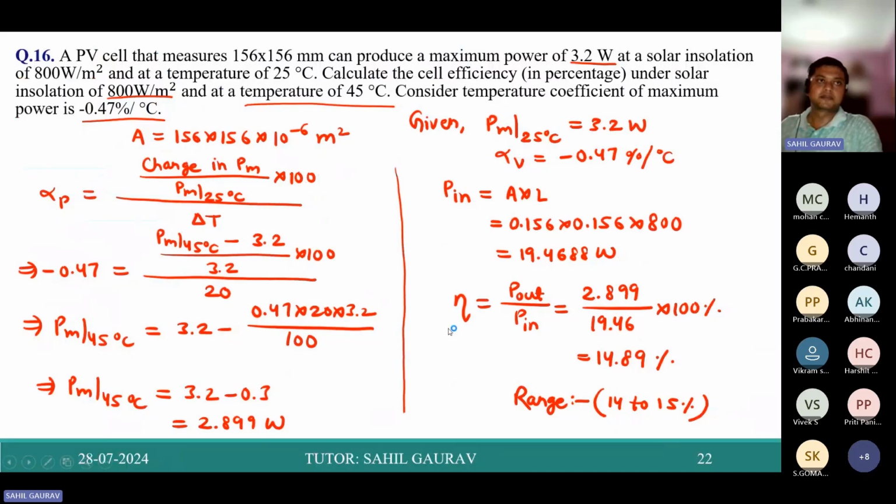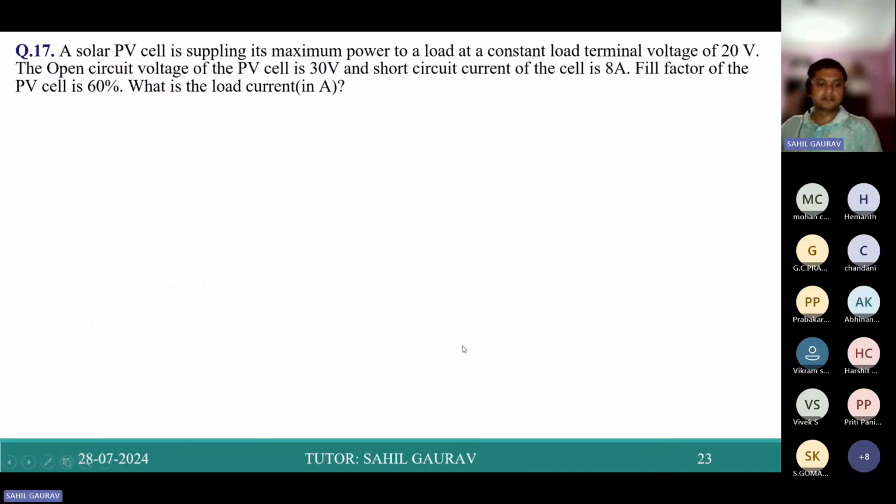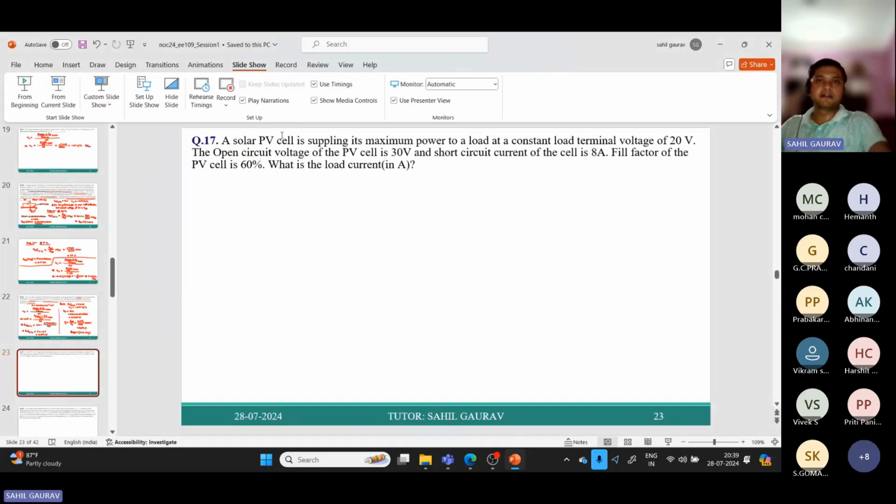Now coming to the next problem. A solar PV cell is supplying its maximum power to a load at a constant load terminal voltage of 20 volt. The open circuit voltage of the PV cell is 30 volt and the short circuit current of the cell is 8 ampere. Fill factor of the PV cell is 60%. What is the load current in ampere?